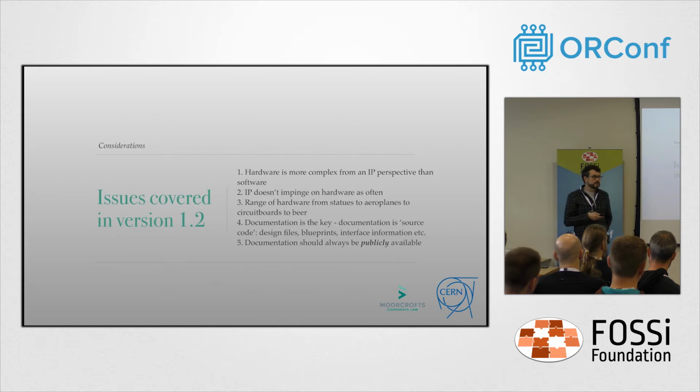So it could be blueprints. It could be bills of materials. If you're talking about circuitry, it could be the track layouts for circuit boards, and so on. It could be really anything that you need in order to create the final hardware design. And the key difference between the way that the CERN OHL and open source software licenses like the GPL work is the fact that the documentation should always be publicly available.